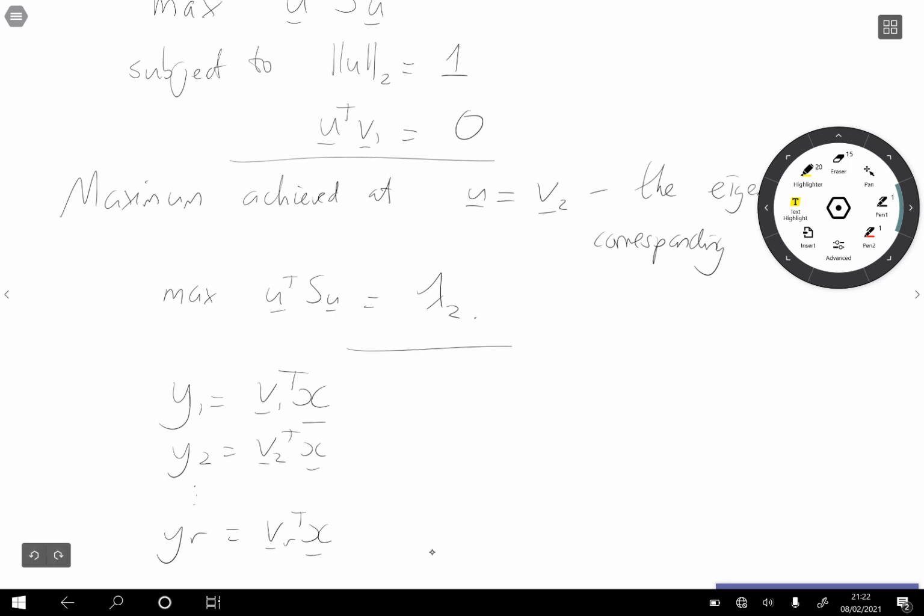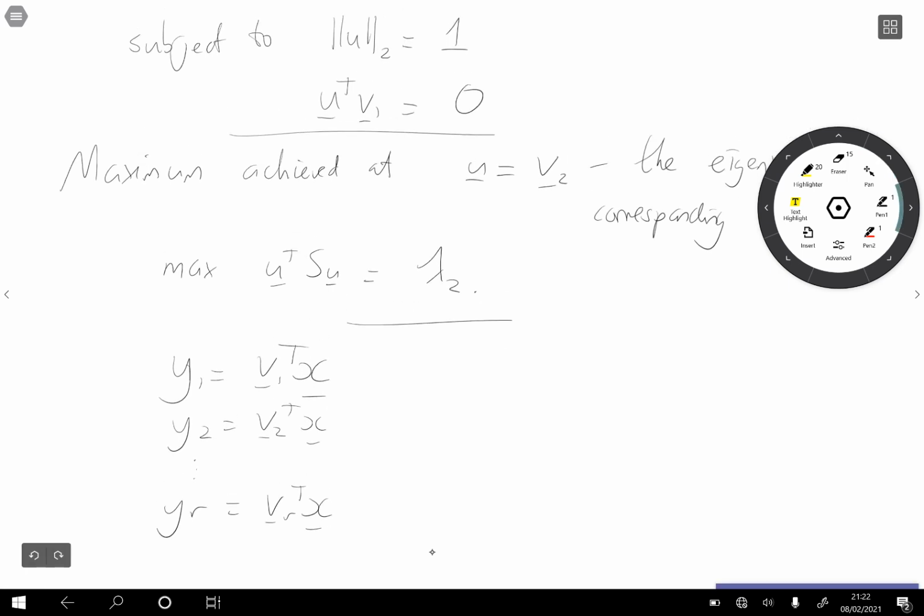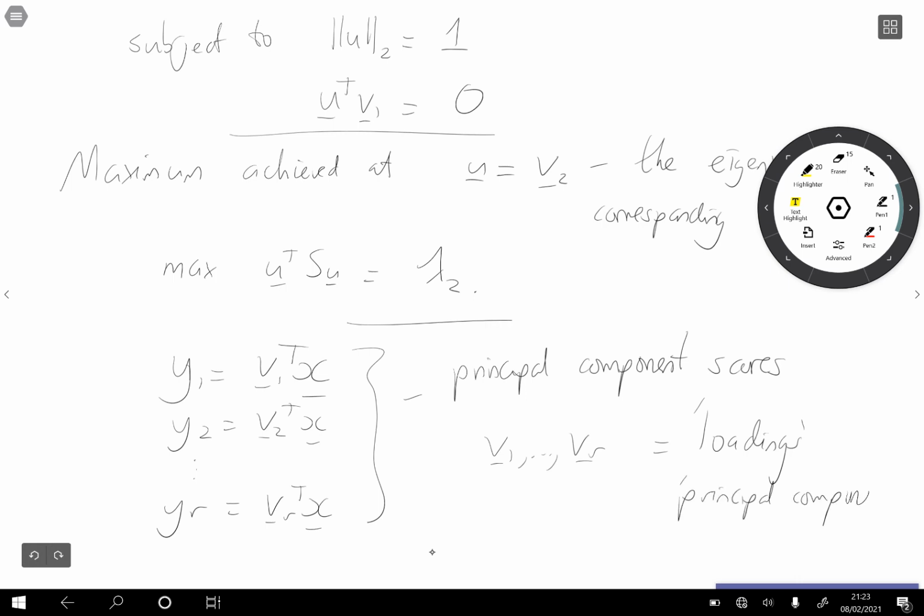So we're going to prove this in the next section, but just a comment on terminology here. The transformed variables are commonly referred to as the principal component scores. The eigenvectors, v1 up to vr, wherever we stop computing, are called the loadings, or sometimes simply the principal components of the data. But terminology does vary here, so just be careful. So the transformed variables are the principal component scores, and the eigenvectors are the loadings or principal components.